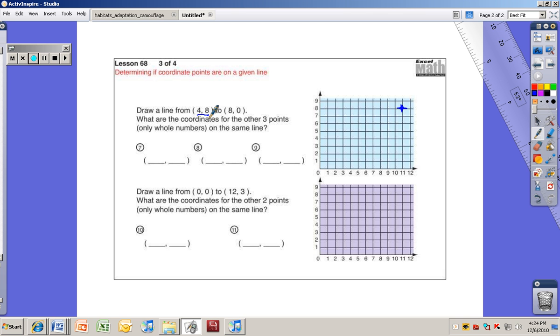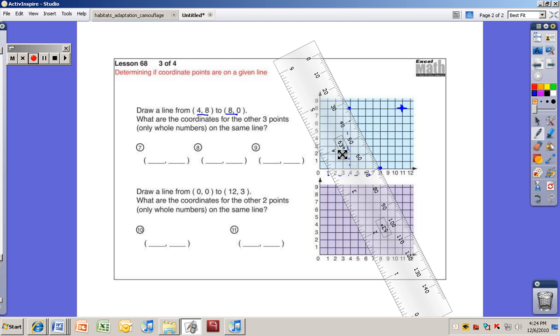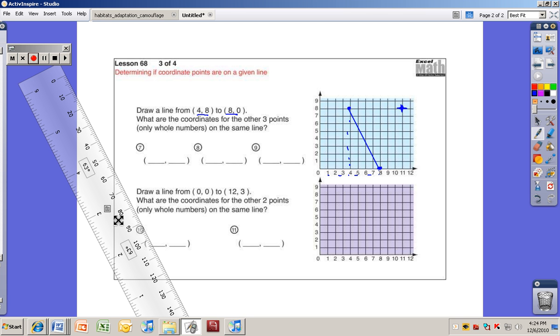So 4, 8, we go to that spot, over to 4, up to 8, put a dot right there, and then 8, 0. Over to 8, up 0, which means right here. Then we grab our ruler, bring that in, and draw a line that connects the points. If you're real careful about how you draw your line, you should see that it's going to cross at points along the way, and it says there's 3 of them. It's a little tricky with this.